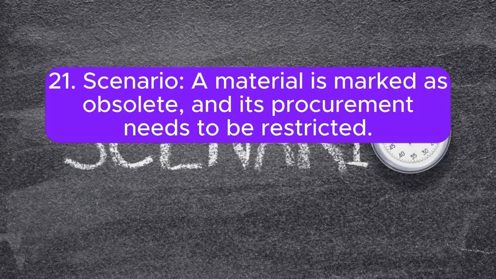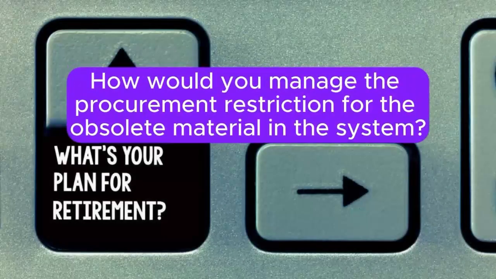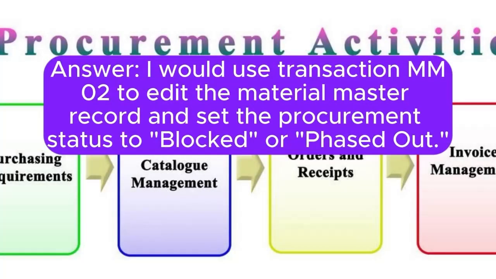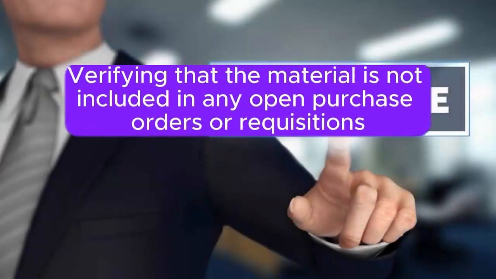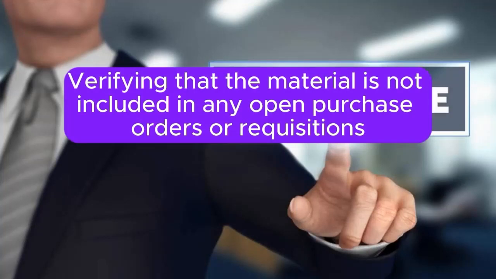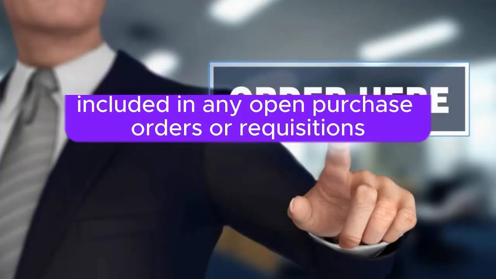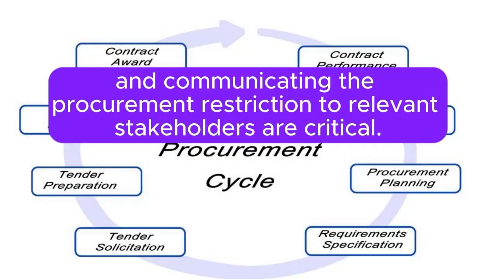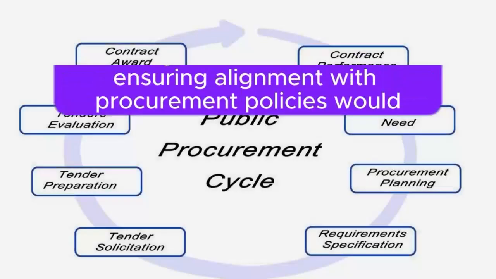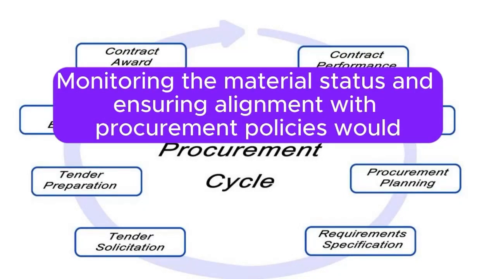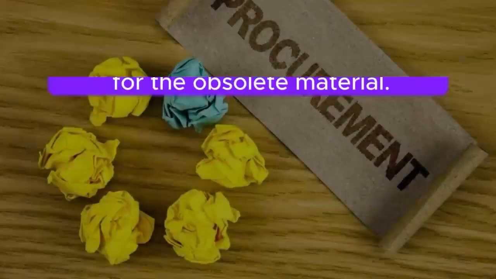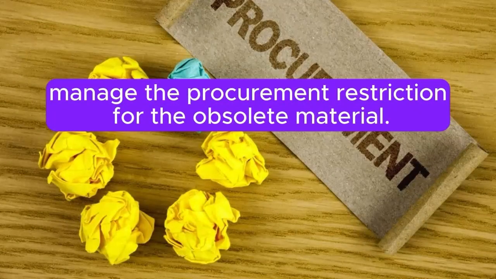21. Scenario: a material is marked as obsolete, and its procurement needs to be restricted. How would you manage the procurement restriction for the obsolete material in the system? Answer: I would use transaction MM02 to edit the material master record and set the procurement status to blocked or phased out, verifying that the material is not included in any open purchase orders or requisitions, and communicating the procurement restriction to relevant stakeholders are critical. Monitoring the material status and ensuring alignment with procurement policies would manage the procurement restriction for the obsolete material.